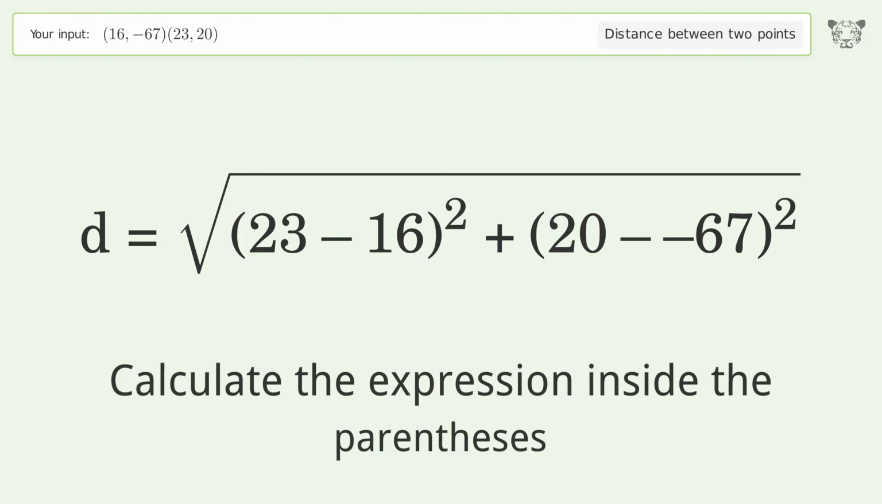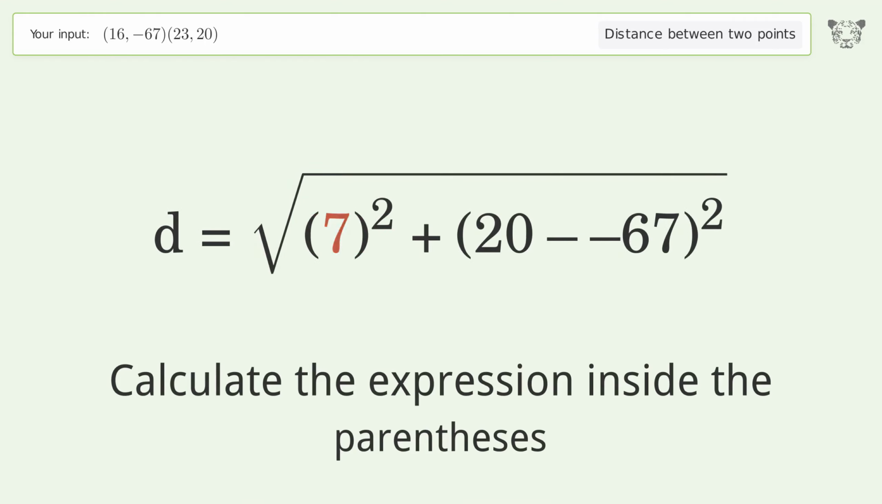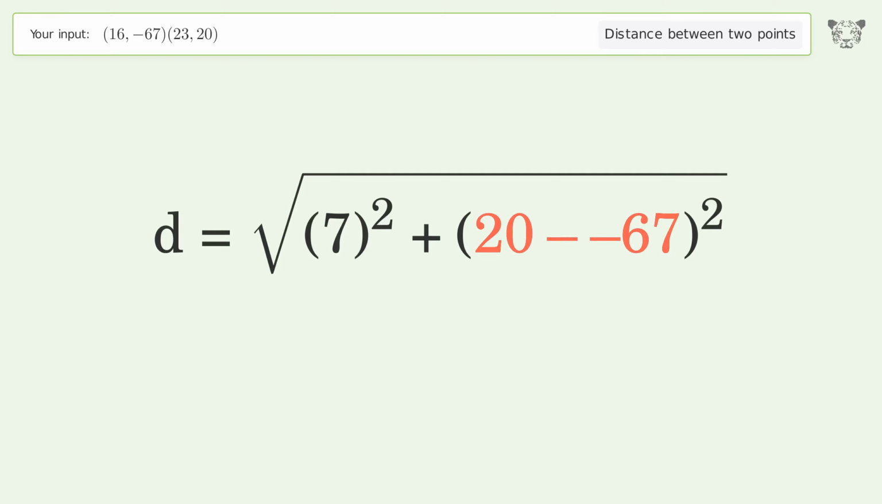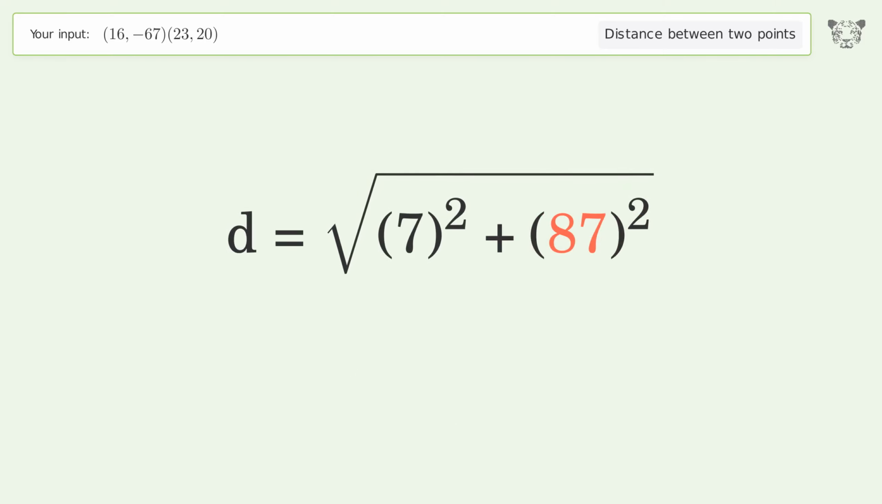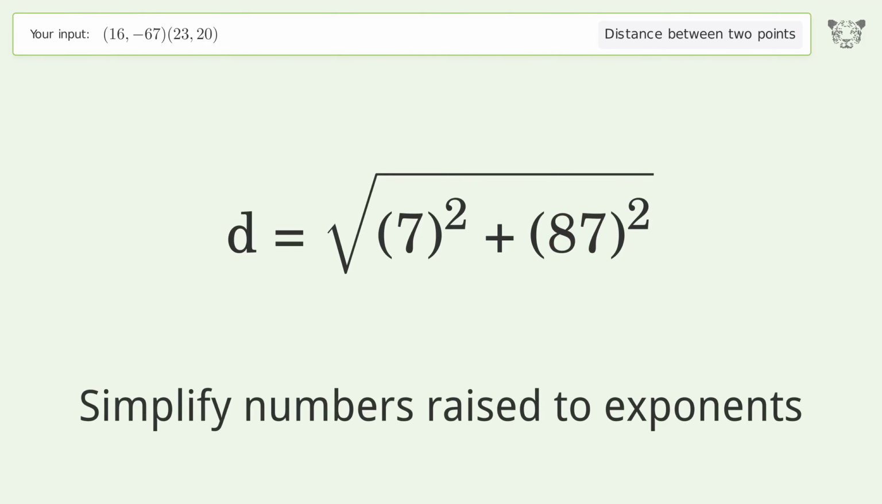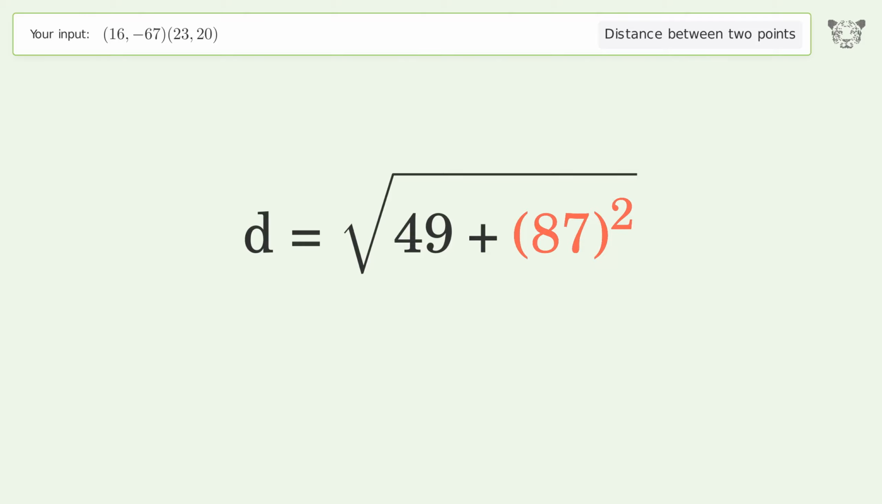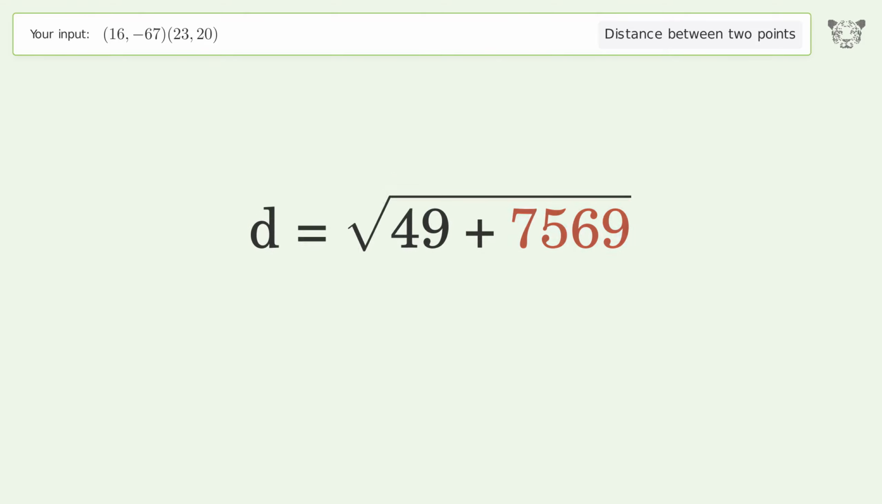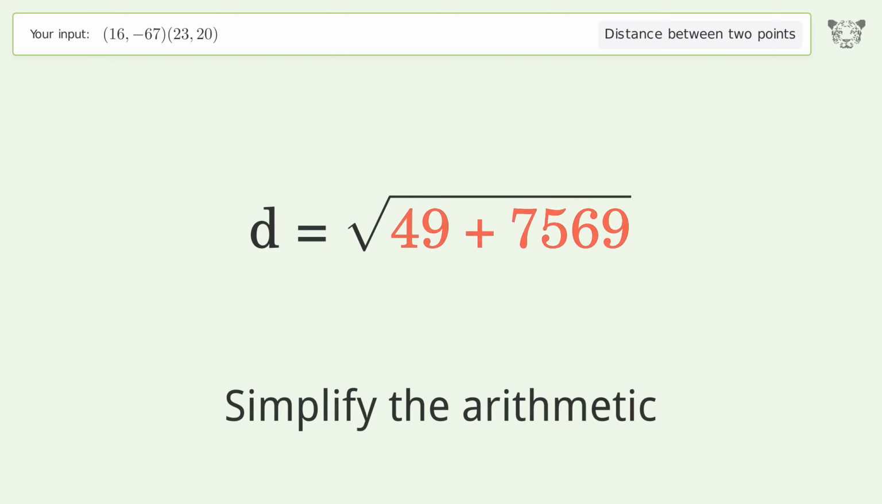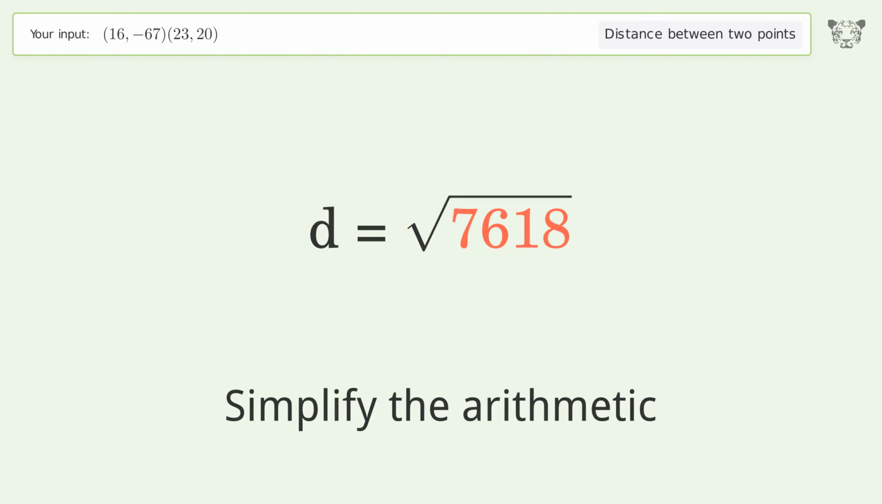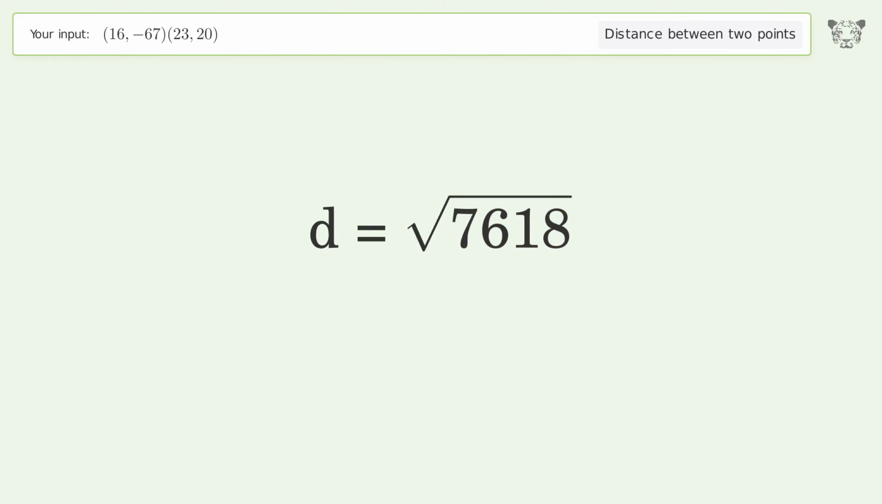Calculate the expression inside the parentheses. Simplify numbers raised to exponents. Simplify the arithmetic. And so the distance between the 2 points is the square root of 7,618, or 87.281.